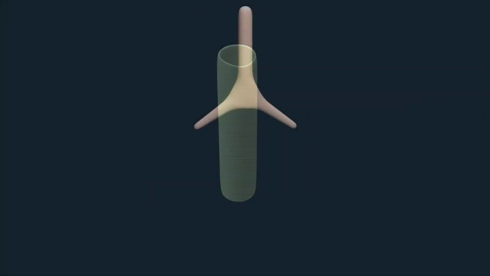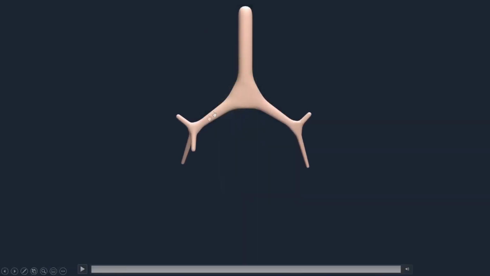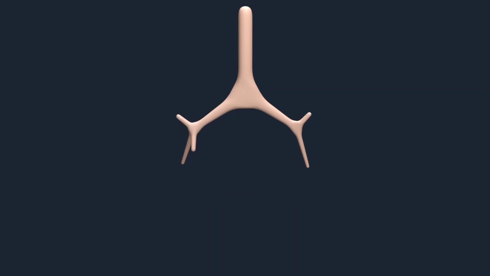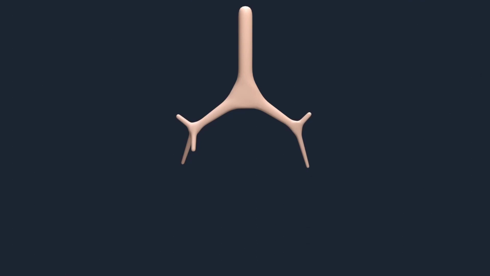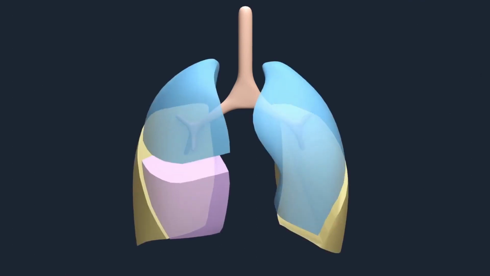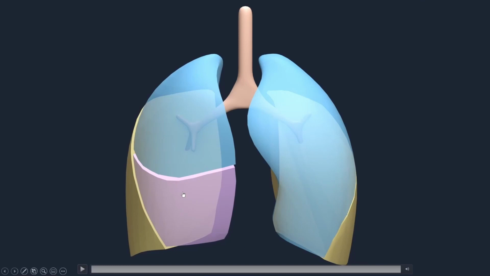Now these primary bronchial buds will then subdivide into secondary bronchial buds, which are going to form the lobar bronchi. So three lobar bronchi will supply three lobes on the right side, and two lobar bronchi on the left side will supply the two lobes of the left lung. So we have three lobes of right lung and two lobes of left lung.